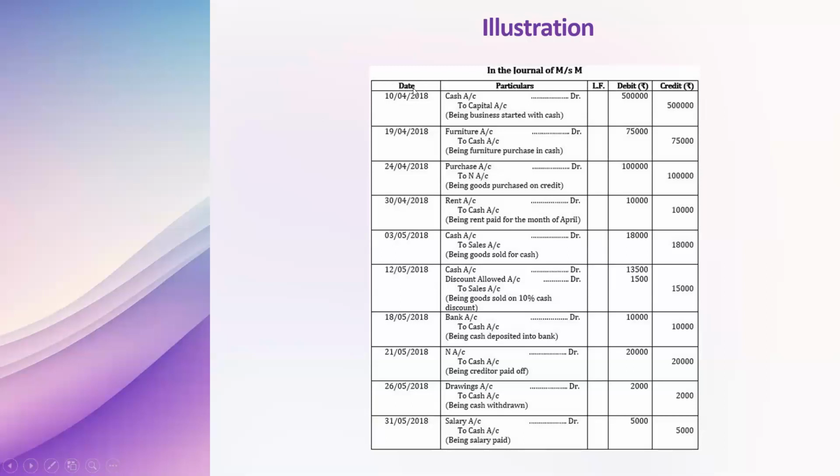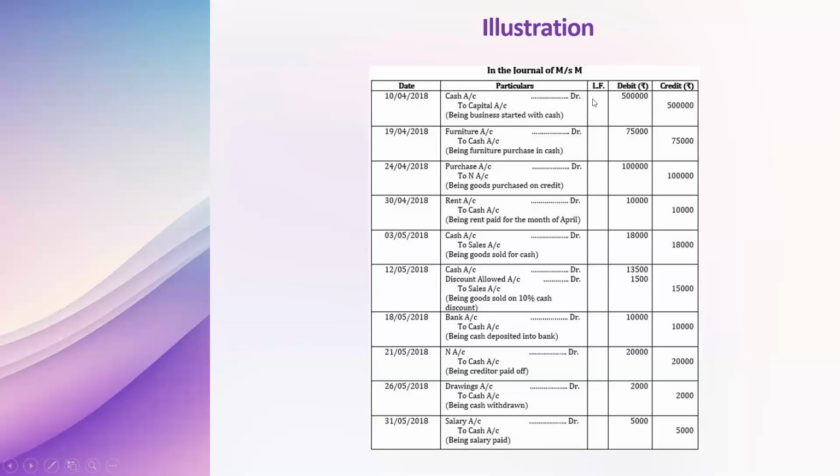First comes the date, so that it's maintained in chronological order. Then comes the particulars. In particulars, you have to mention the nature of the transactions and then the narration. The narration is always mentioned within brackets.